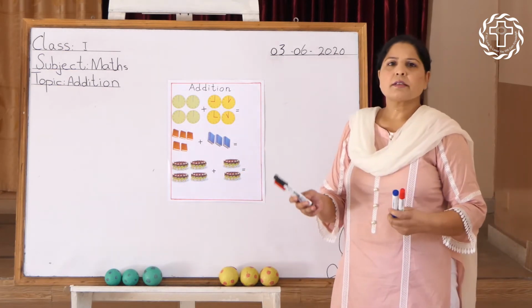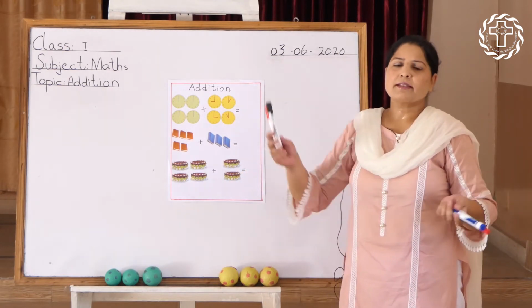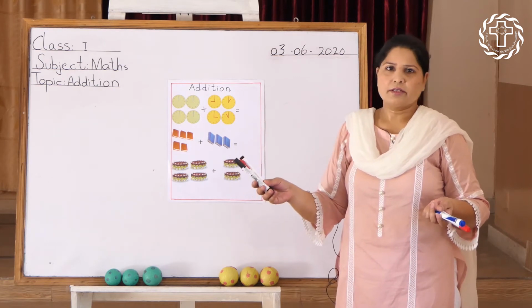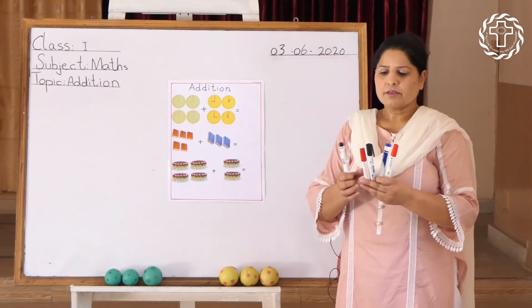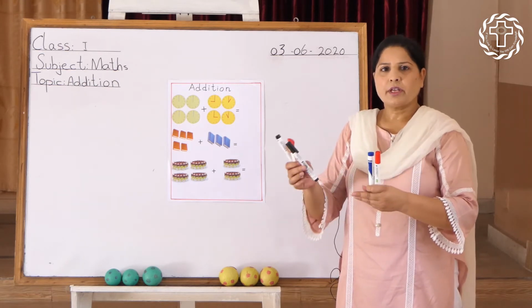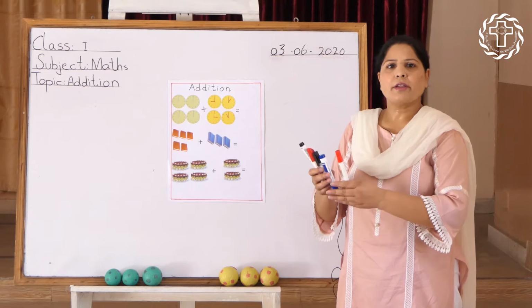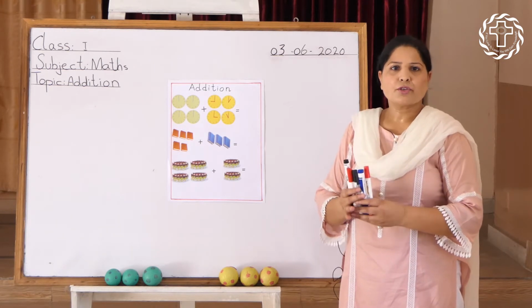Some markers are in my left hand and some are in my right hand. Let's count how many are together. 1, 2, 3, 4, 5. There are 5 altogether.